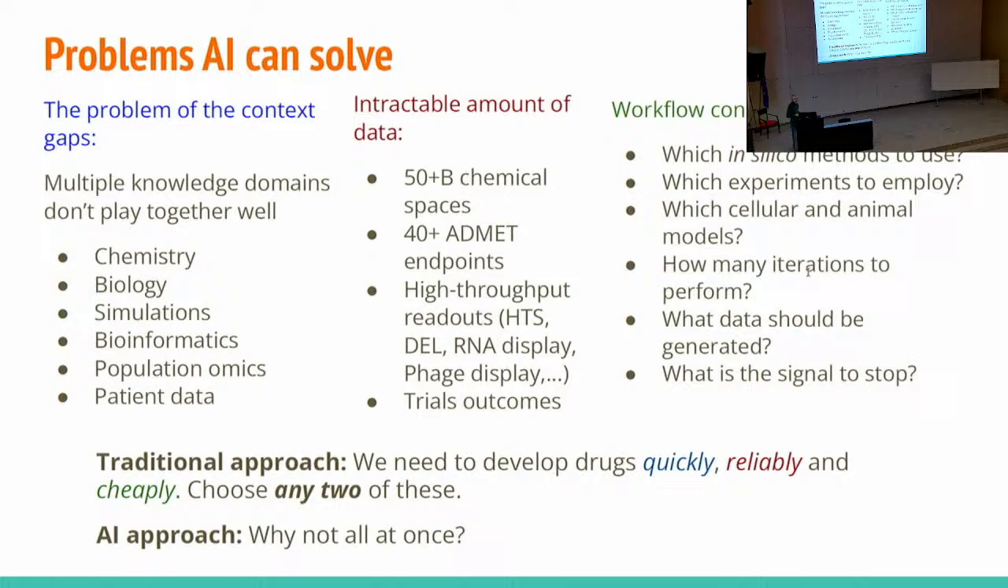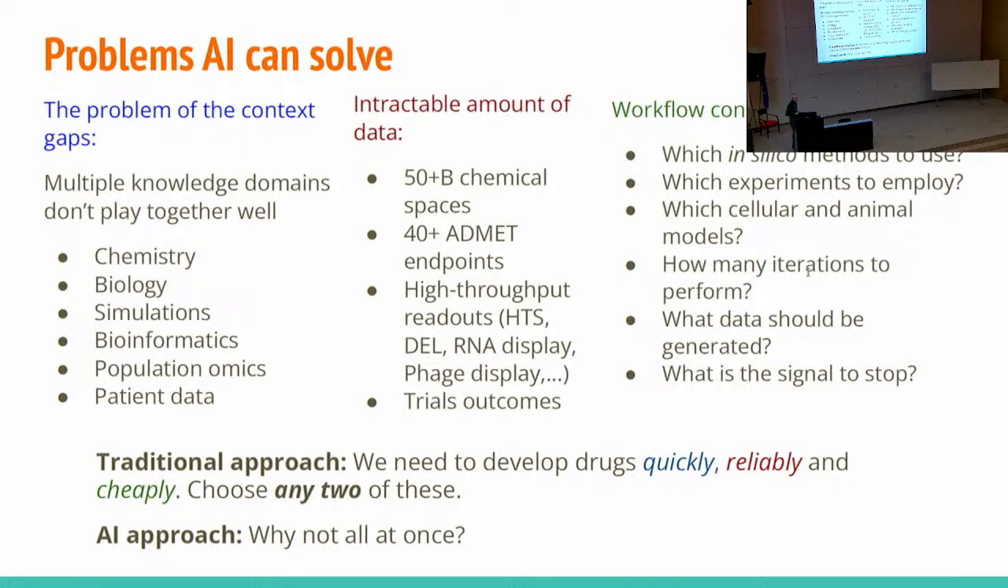The first category is the problem of the context gap. When you're doing drug discovery, you're working in multiple different domains. You need to know chemistry, biology, simulations, bioinformatics, different omics, population omics, patient data. All this is very different. So in your team, you need to have 5 to 10 people who are experts in these fields, and after that you need to connect them together somehow. You have to manage all this. It becomes a nightmare very quickly. And with AI, you can bridge these gaps, so you can have an explanatory model which accumulates all the knowledge and explains to the person who is not an expert what's going on in the next field.